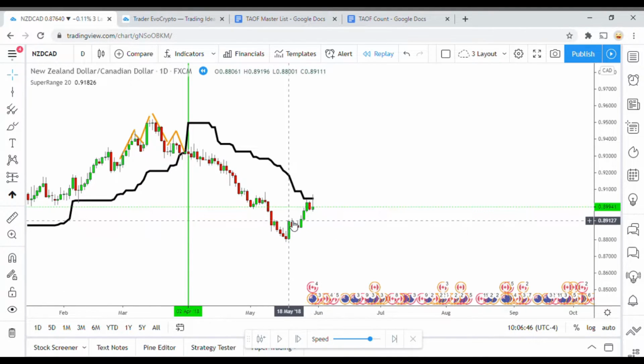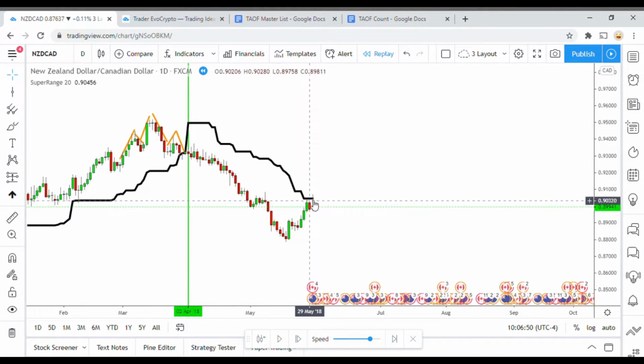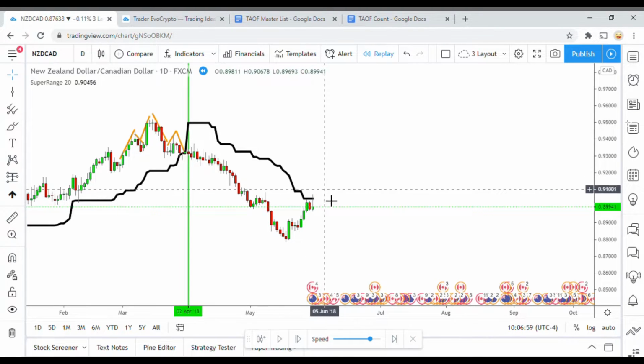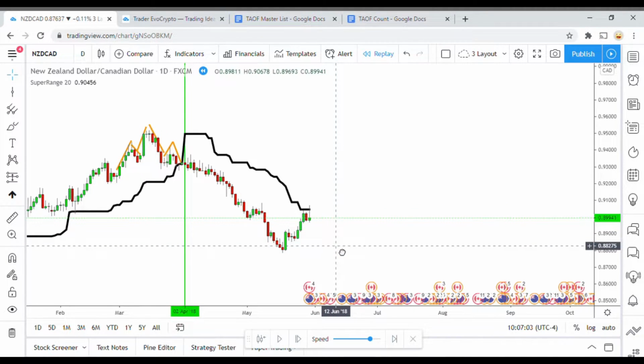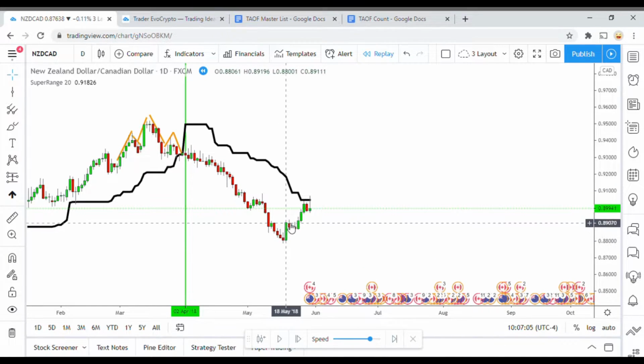We're going to watch this. And there you have it. Once again, boom, shot out of there. It hit this super range line. And as soon as it did, it started rejecting it. And so there's a good example of how our indicator is interacting with price action.